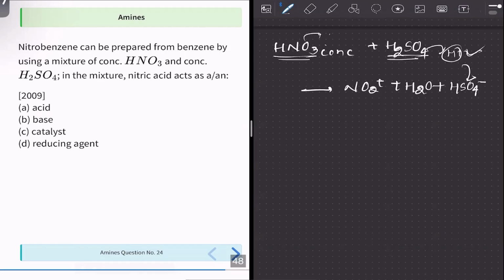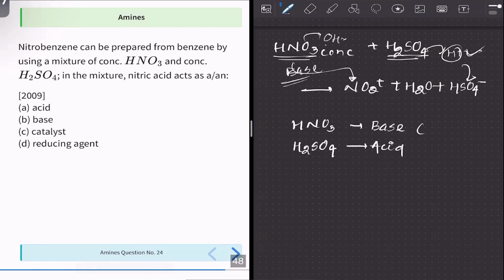HNO3 will donate OH- to produce NO2+, so it is acting as a base. So HNO3 will act as base. I'm writing here HNO3 in nitrating mixture. HNO3 will react as base and H2SO4 will react as acid. It will release OH-, and it will release H+ in nitrating mixture.